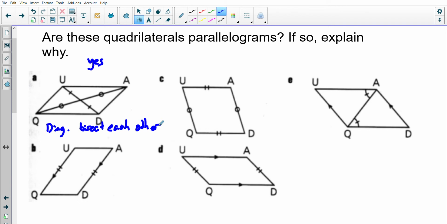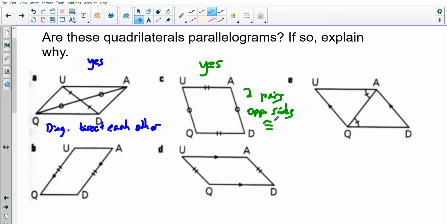On this next one, what we have here is two pairs of opposite sides that are congruent. So we would say yes, these are parallelograms. And then I'm basically going to say two pairs of opposite sides are congruent.